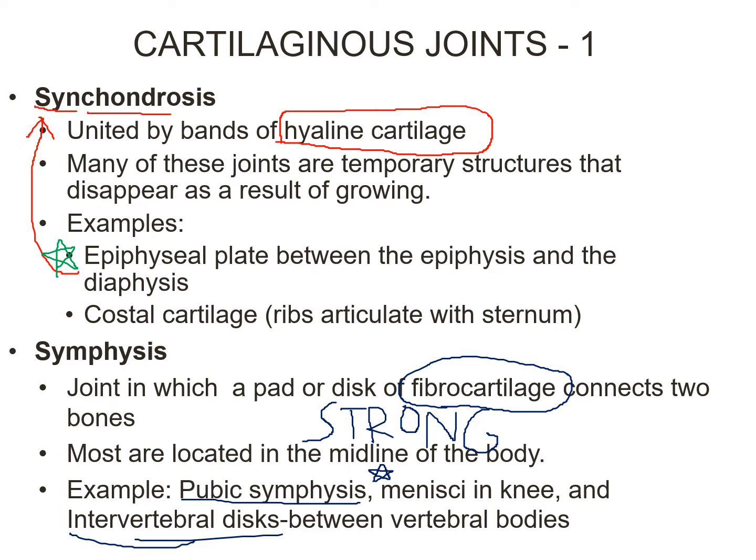So those are the two types of cartilaginous joints, synchondrosis and symphysis. Let's move on to the next slide, and I'll show you a picture of them.